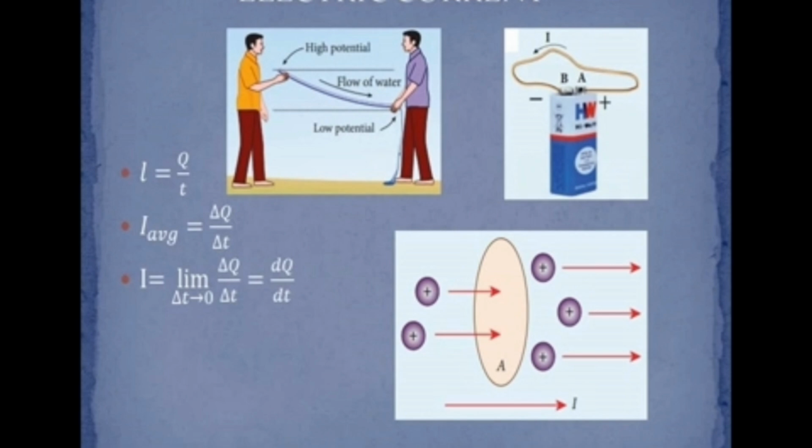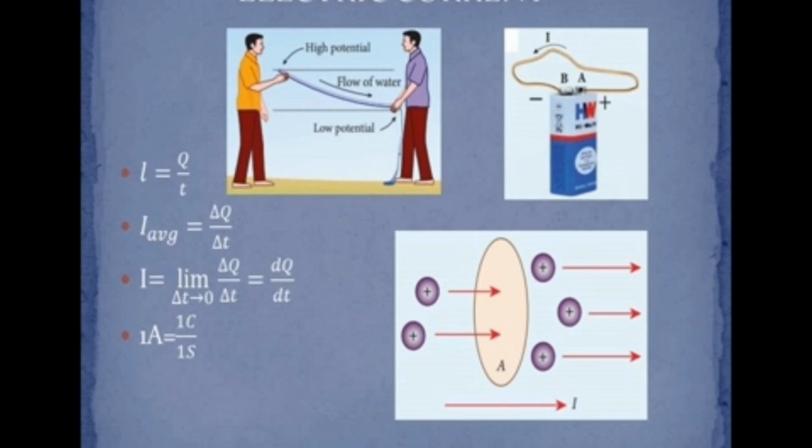So here the unit of current is 1 ampere. 1 ampere is defined when the unit of charge is 1 coulomb and the time period is 1 second. So 1 ampere is when 1 coulomb of charge flows for 1 second. That is the definition of 1 ampere, and the unit of current is ampere.